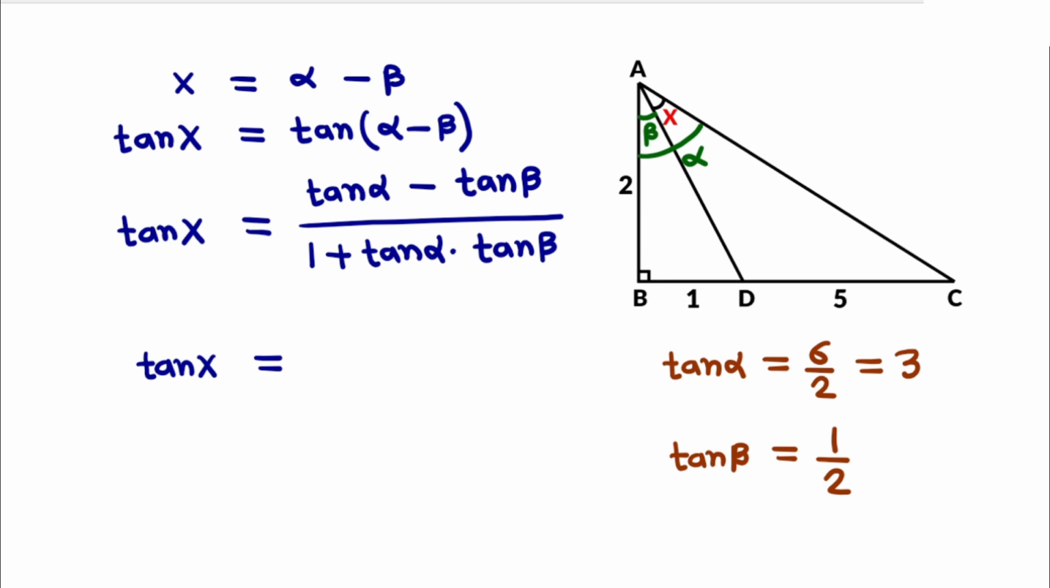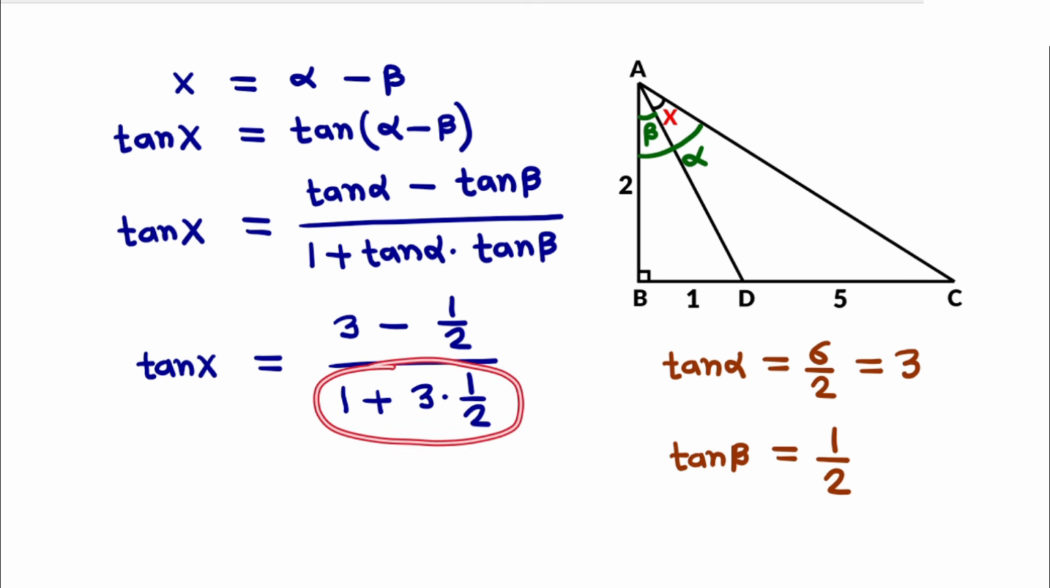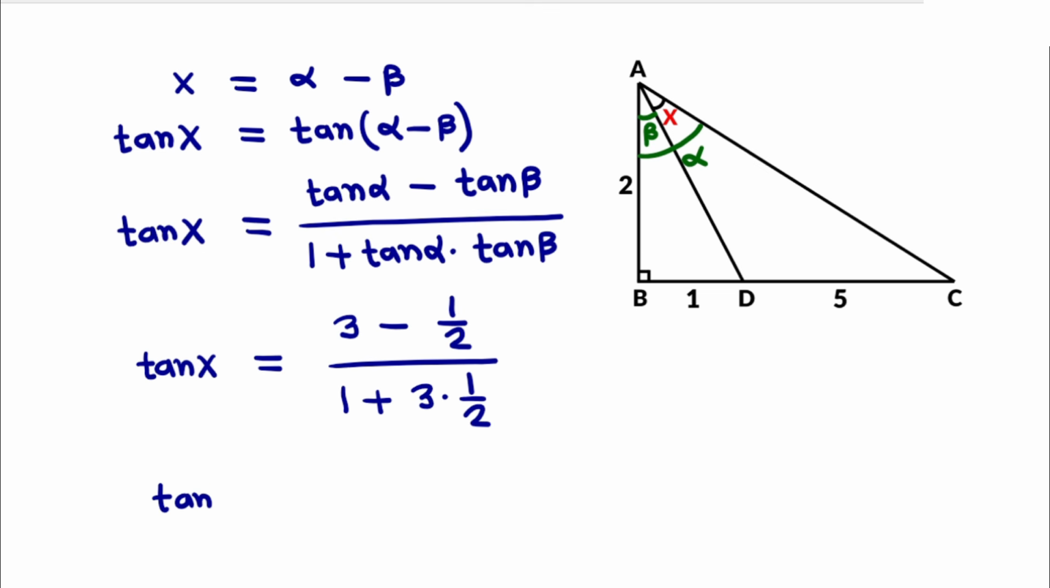Tangent of x equals the quantity 3 minus 1/2, all divided by the quantity 1 plus 3 multiplied by 1/2. Now simplify the numerator. 3 minus 1/2 is 5/2. Next, simplify the denominator. 1 plus 3/2 is also 5/2. So, tangent of x equals 5/2 divided by 5/2, which is simply 1.